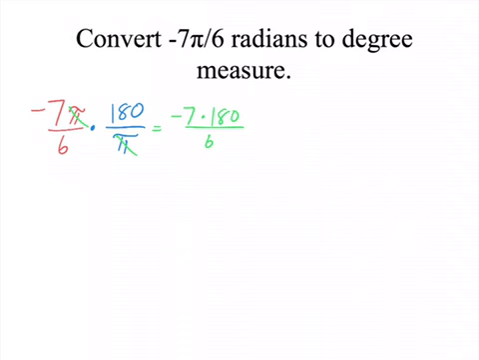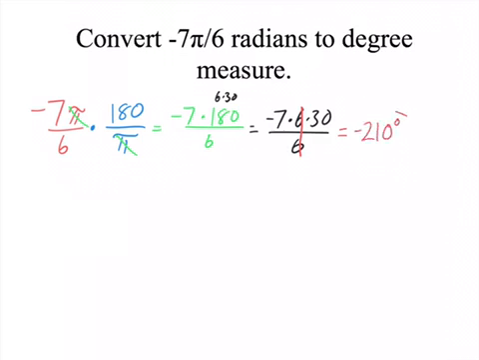Now, if you think about this, okay, does 6 go into 180? And yes, it does. So what you hopefully notice is this is 7 times something over 6. And what can I replace 180 by? 6 times 30. So can't you take 180 as 6 times 30? Now the sixes disappear, don't they? And 7 times 30 is 210. Don't lose the negative. So negative 210 degrees is equivalent to negative 7 pi over 6.